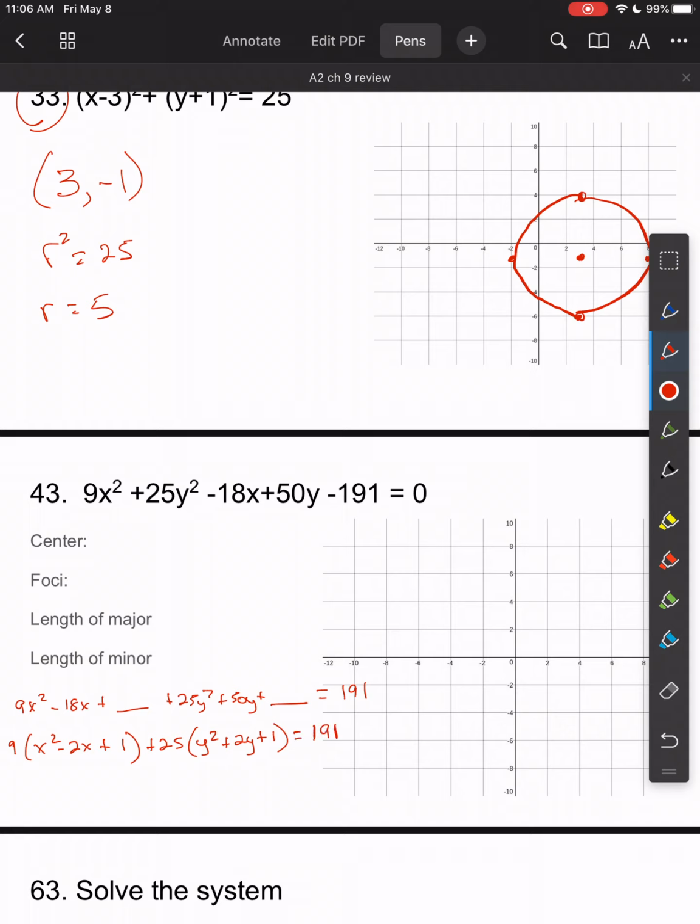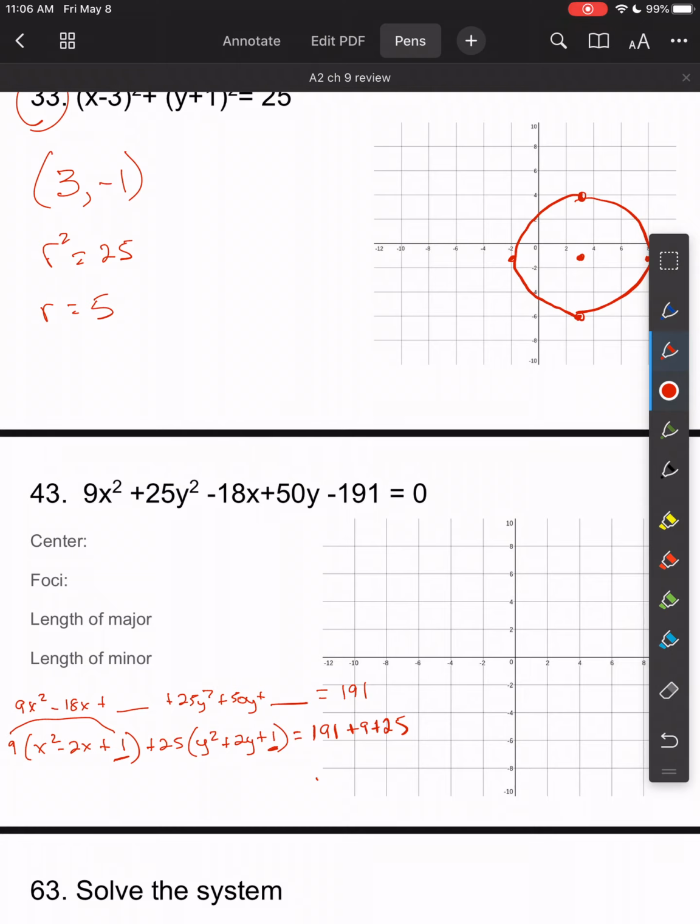Now be careful. We didn't add in a 1 and a 1. We added in 9 times 1. Since we added a 9 on that side of the equation, we have to add the 9 on this side of the equation, because we're balancing. Sometimes earlier we were subtracting it, and that was because it was on the same side of the equation. Now we're on the other side, so we're adding it to both sides. So this would also be plus 25.